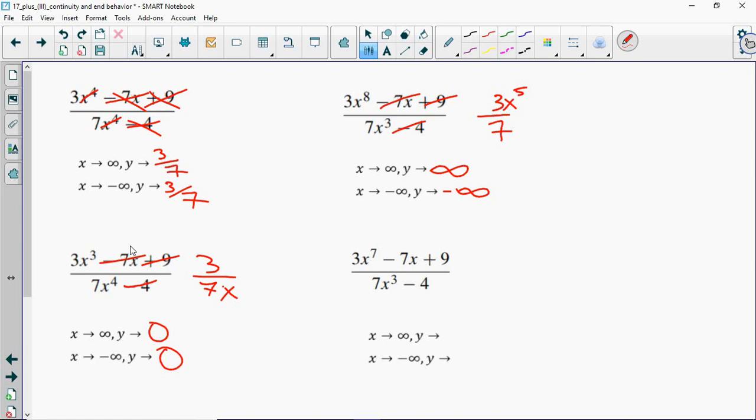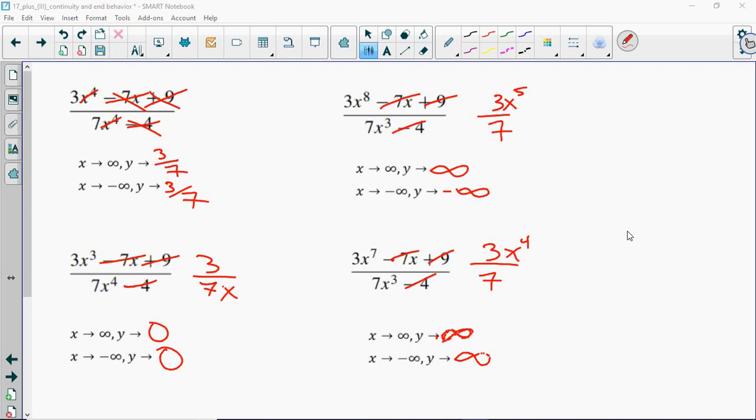In the last example, bottom right, don't care about any of those things. When I simplify now, I'm going to have 3 over 7, but it's going to leave me with x to the 4th. As x goes to infinity, y will still go to infinity. But as x goes to negative infinity, now I have a negative number being raised to the 4th power, which is going to be positive. So in this case, it'll be positive infinity twice.